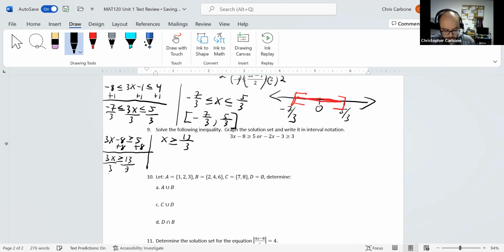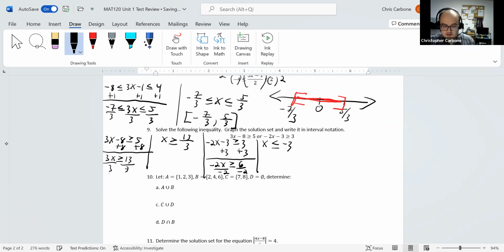And for the other one, let me do that over here. We have negative 2x minus 3 is greater than or equal to 3. Adding 3 to both sides, we get negative 2x is greater than or equal to 6. And we could divide by negative 2 to get x. Since it's negative, flip the inequality symbol: x is less than or equal to negative 3.